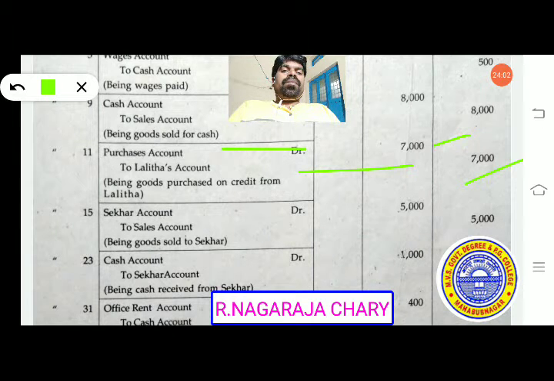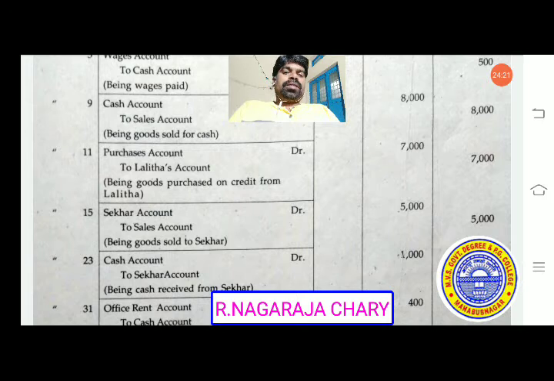So, that is why it is being goods purchased on credit from Lalita. This is not a cash transaction, this is a credit transaction, because further we will pay. Here we are purchasing goods from Lalita, later we will pay. This is the journal entry for credit purchase.